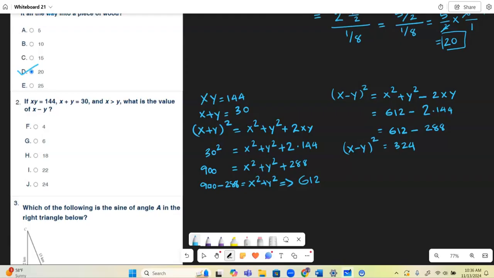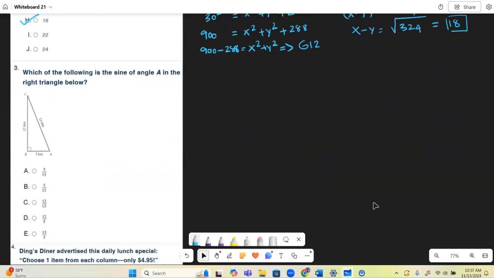Therefore we are looking for x minus y. To find x minus y, you need to take the square root of 324, that is 18. So we have the option 18 here. So that option is the right answer. Okay, so this is actually the application of identities. It is easy to find.